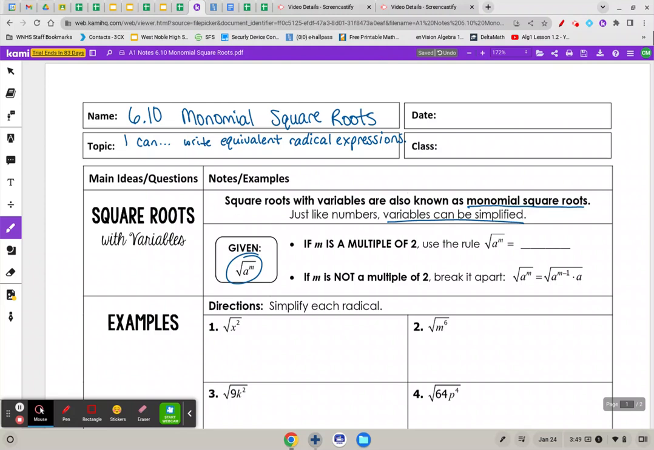If m is a multiple of 2, use the rule the square root of a to the m. We just divide by 2. If m is not a multiple of 2, for example, it's an odd number, we break it apart into 2 pieces. This will make more sense in a minute.